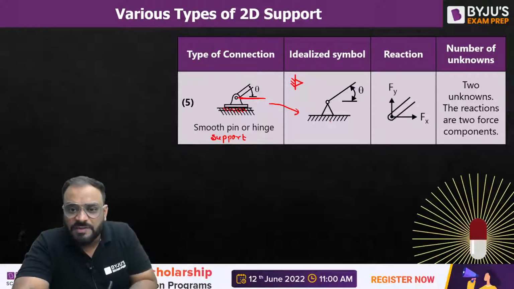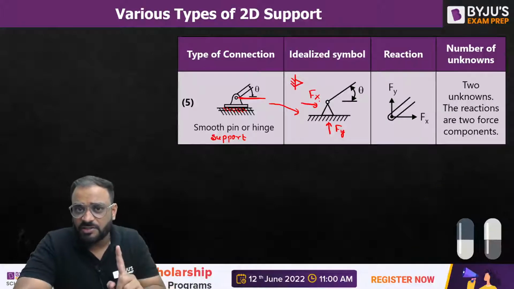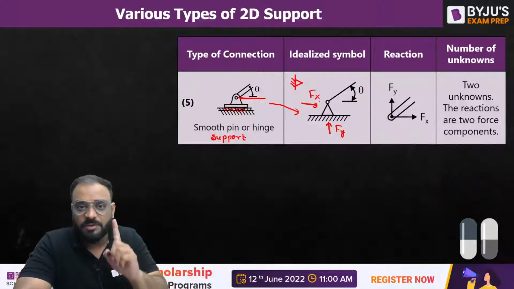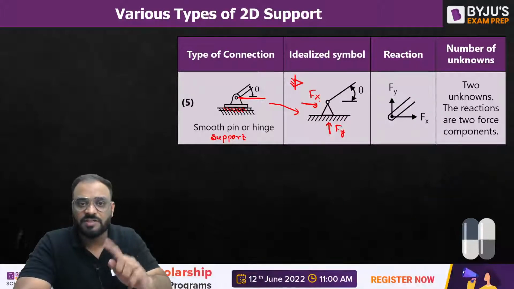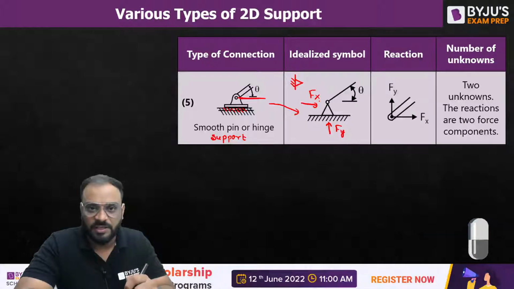Now in this particular case also you have two reactions, right? Now you can see here guys, we have two reactions. One is vertical, which you can write Fy, and second is horizontal, which you can write Fx. And again in this case the angle will change, so definitely there will not be any kind of angular reaction. Okay, so we have two unknowns in this particular case.